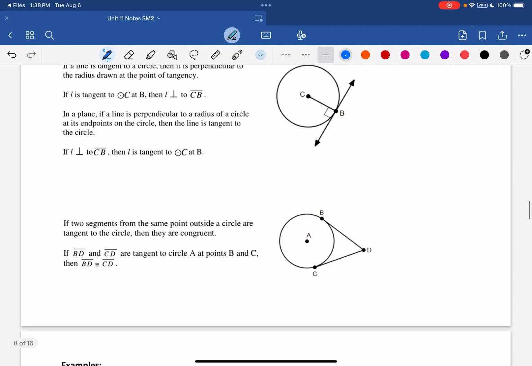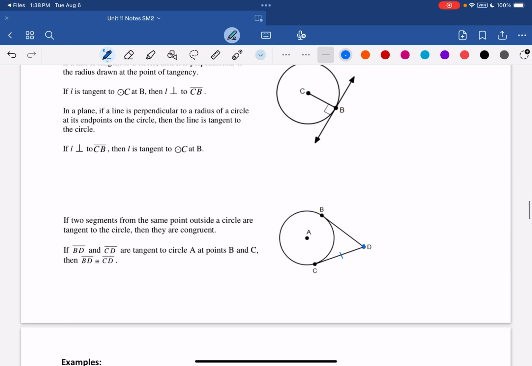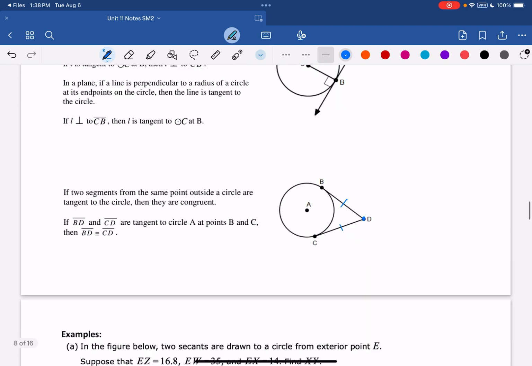And if two segments from the same point on the outside of a circle are both tangent lines, then that piece and that piece would be equal. Okay. I always say it's a little clown hat. So if you have a clown hat, those pieces are equal to each other. They aren't always drawn, like to me, those don't look tangent, but we're going to pretend that they are.